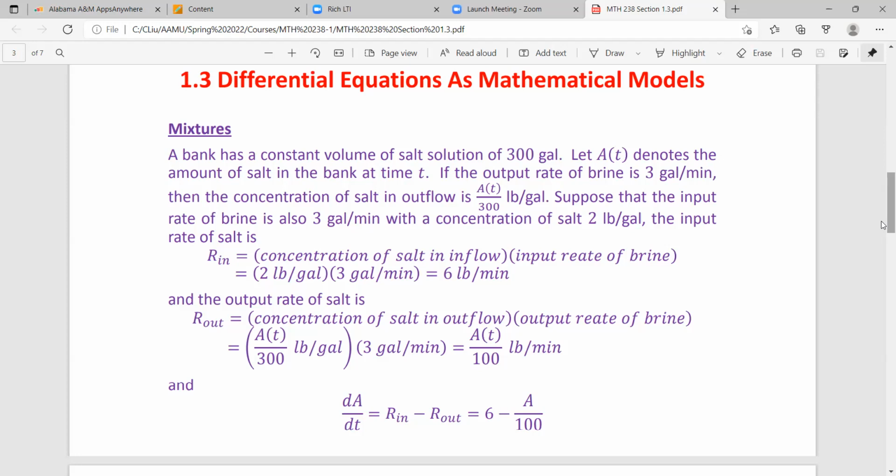All right. So let's assume A denotes the amount of salt in the tank at time T. Okay, so that's the amount of pure salt in the tank at any time. It changes with time, because of flow in and flow out. Suppose the output rate of brine is 3 gallons per minute.